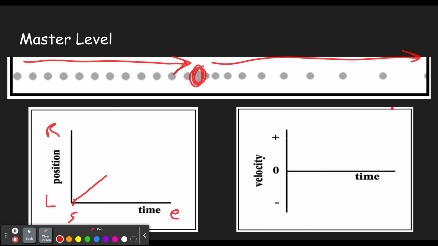The position is moving the same amount each second, and then it stops. Well, what is stops on a position time graph? It means its position stays the same, or a horizontal line.